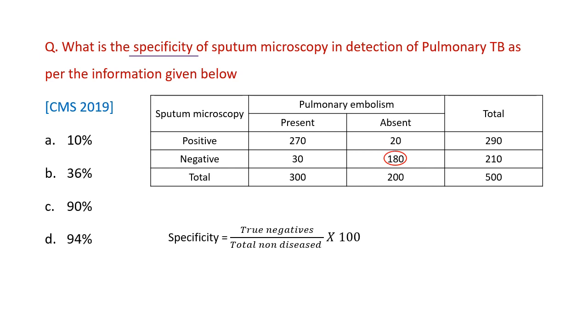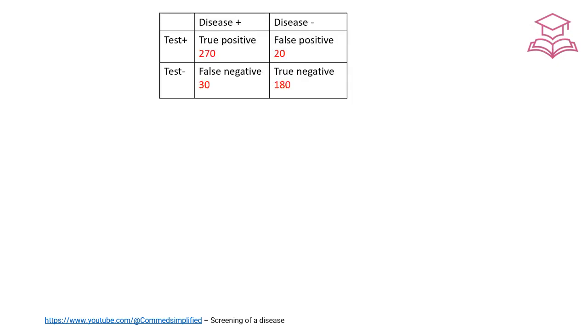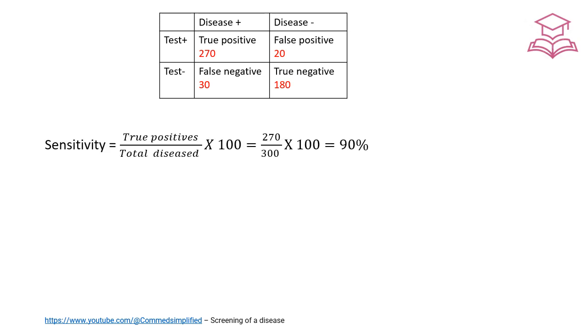Here the true negative is 180 and non-diseased is 200. The 2 into 2 table is as shown. Test positive and disease positive is true positive. Test positive, disease negative is false positive. Test negative, disease positive is false negative. And test negative and disease negative is true negative. And the values from the question are as shown.